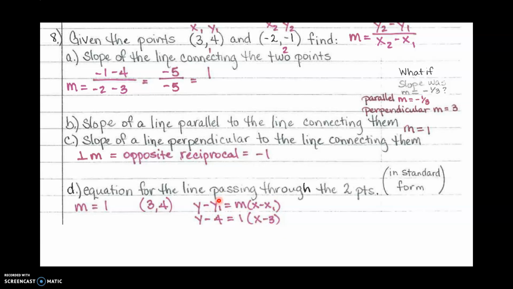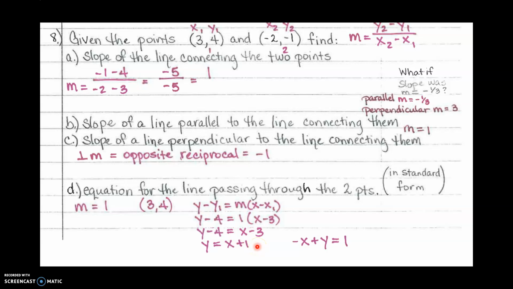All right, they wanted it in standard form. So I can go through and distribute my 1. That would give me x minus 3. And I could add that 4 to both sides, so that would be y equals x plus 1. So if they said put it in slope intercept form, there's slope intercept right there. They said standard form though.